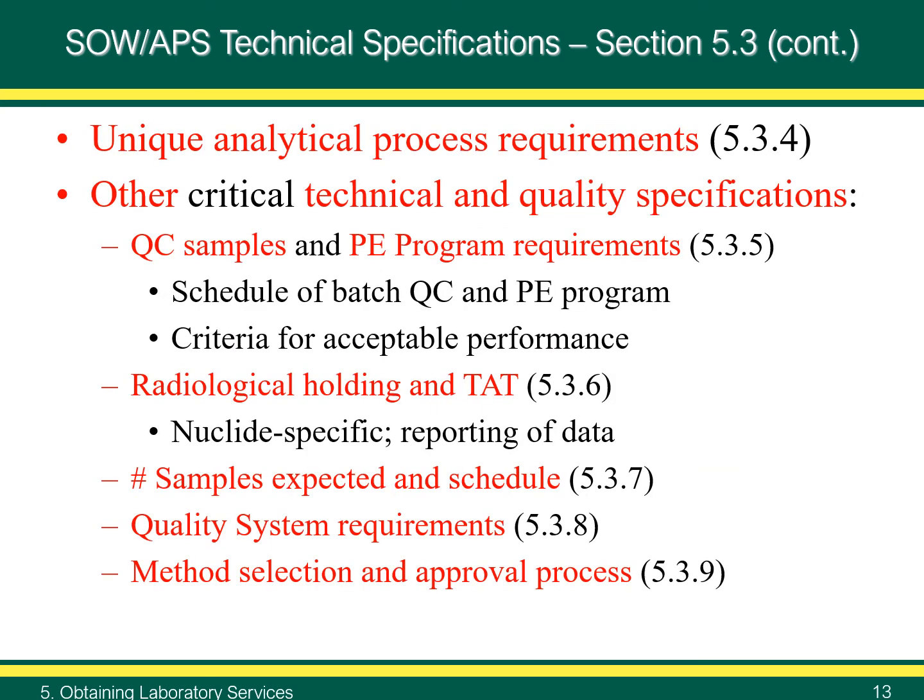Slide 13, SOW APS Technical Specifications, MARLAP Section 5.3 continued. MARLAP Section 5.3.4 states that unique analytical process requirements should be stated for sample preparation, chemical processing, or radiation or atom detection. Other critical technical and quality specifications include QC samples and PE program requirements, which are addressed in MARLAP Section 5.3.5.